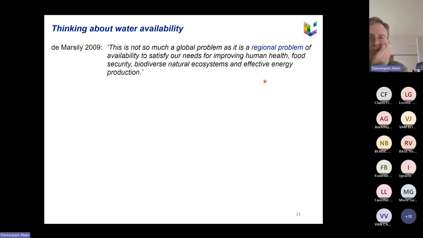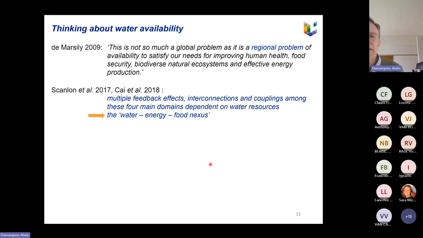Then maybe a few sentences here from specialists in the world. De Marcilly was stating already that water availability is mainly a regional problem. So we will not solve the problem of other regions far away. If we have too much water, it is very difficult to solve the problem of people that are at thousands of kilometers and so on. So water is not a product that is so easily transported.